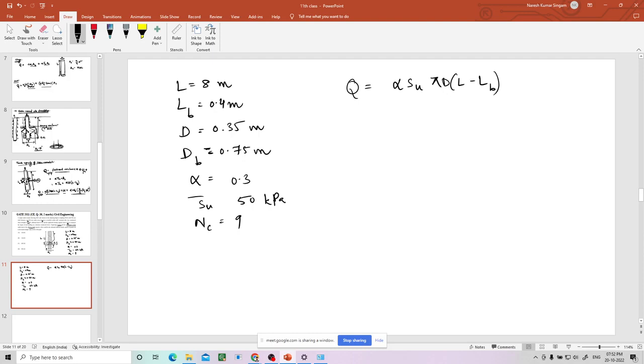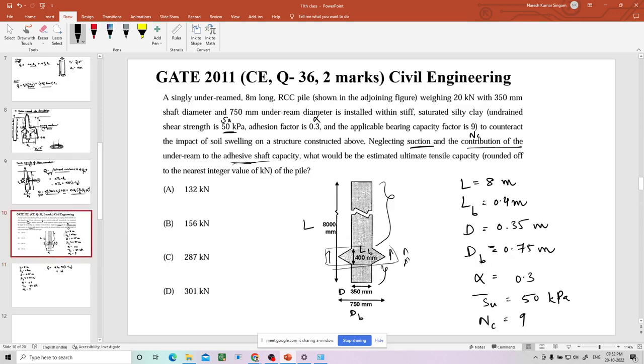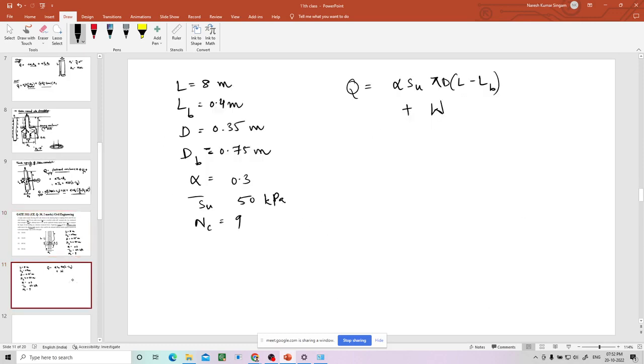Plus due to weight of the foundation, which is also given, no? 20 kilonewton. Okay, W is 20 kilonewton. Plus due to the bearing at the under-ream, CNC pi by 4 (dB square minus d square). So you know every value. Can you substitute and tell me the answer within 2 minutes, within 1 minute?